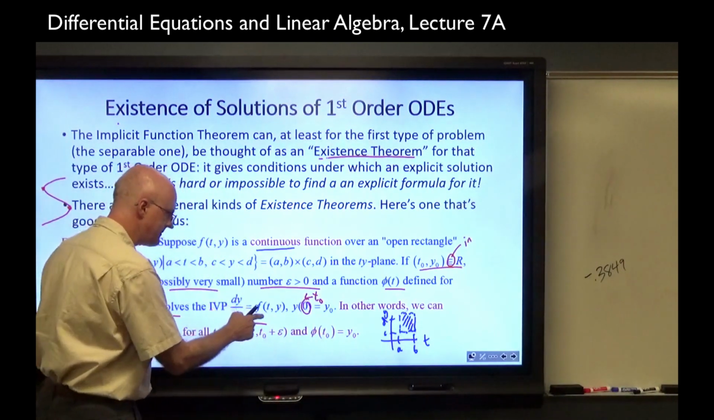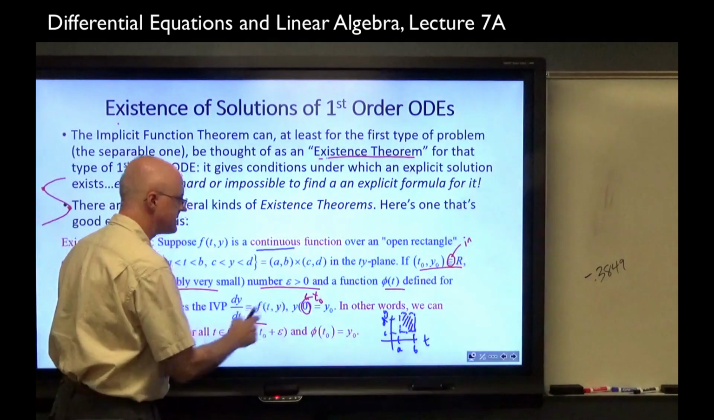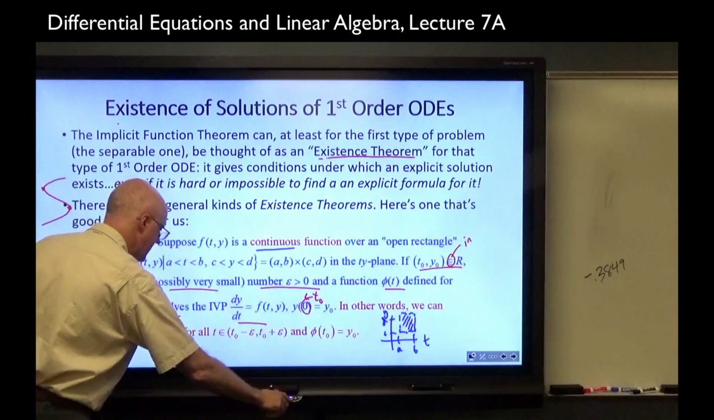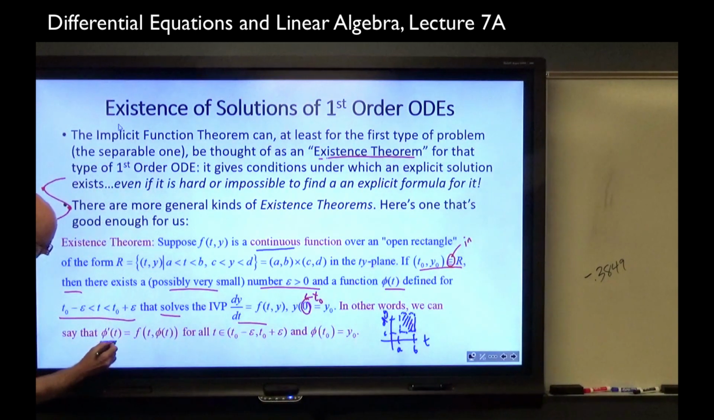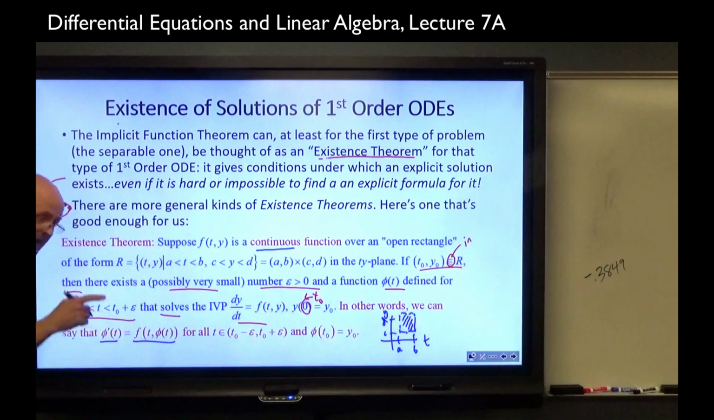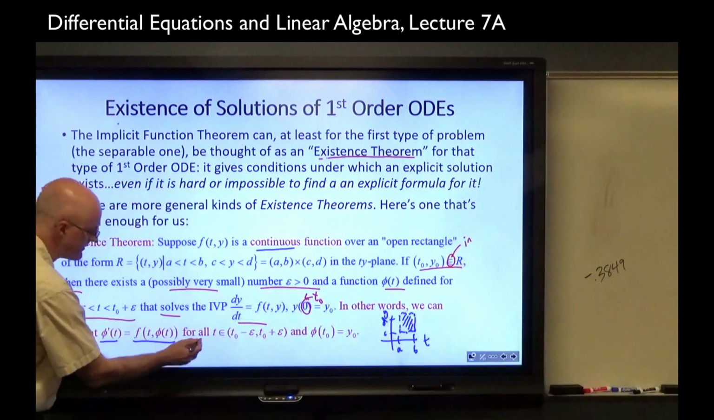dy/dt equals f of (t, y), y of t0 equals y0. In other words, we can say that the left-hand side when you plug in phi, which is phi prime, equals the right-hand side when you plug in phi in place of y, not in place of t. So I replace the y with phi of t. Left-hand side equals right-hand side for all t in the interval.